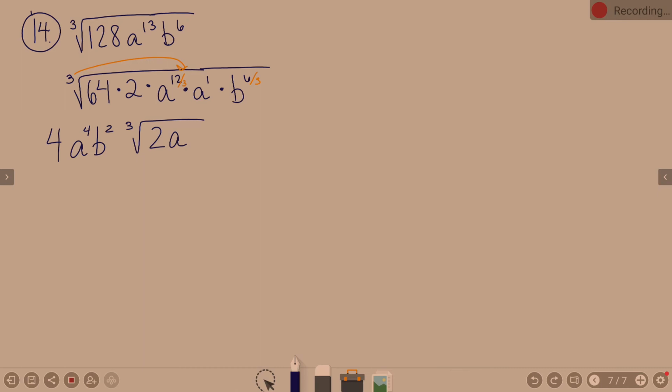So you've got a 4, a to the 4th, b to the 2nd, cube root of 2a. Make sure you write that little 3 in, indicating it is a cube root. Okay.